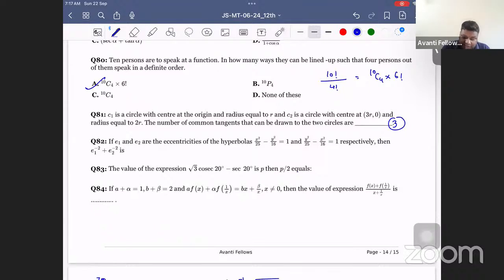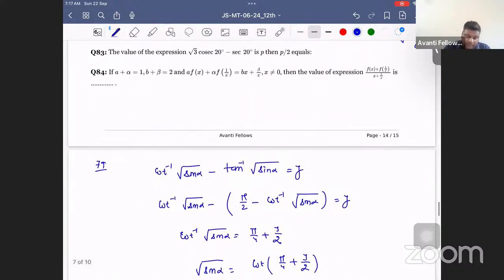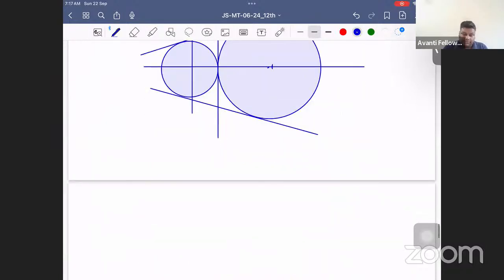Now we need to add the eccentricities of a hyperbola and another hyperbola, which is y square by 25. I don't know if it is the conjugate or not, because it is not the conjugate. So these are 2 hyperbolas. You know the formula for eccentricity, that is equal to under root of 1 plus b square by a square. So apply the formula for eccentricity for both of them, and you will get your answer. Got it? The value of the expression under root 3 cosec 20 minus sec 20 is p, then they are asking for p by 2. See, this is also a good question.